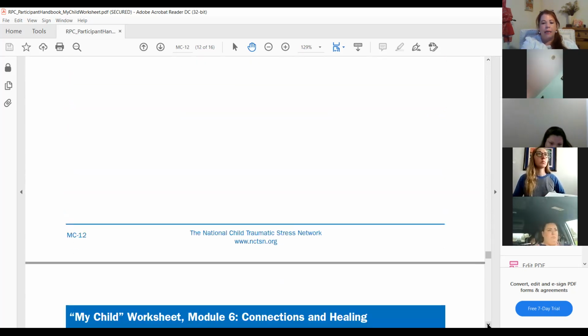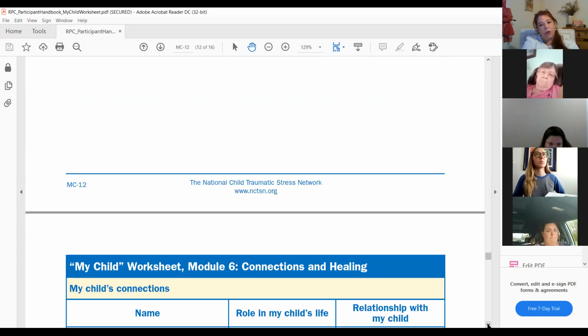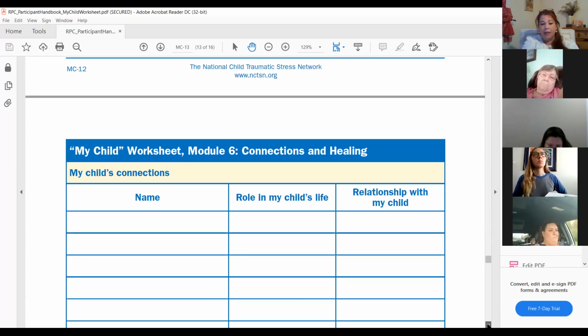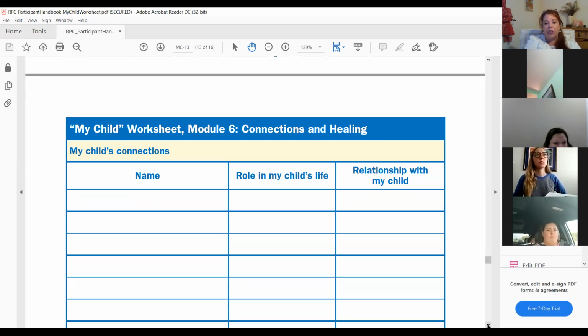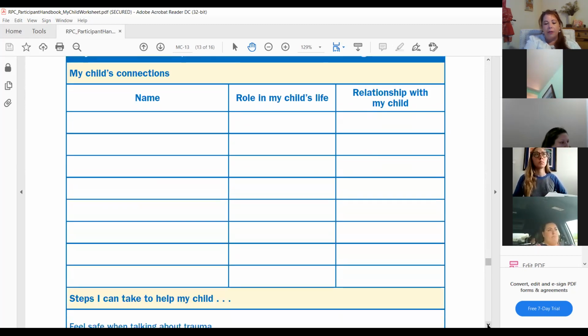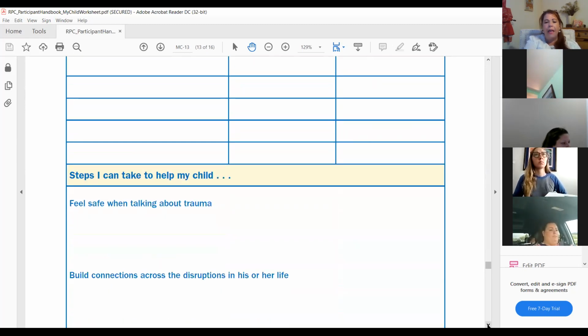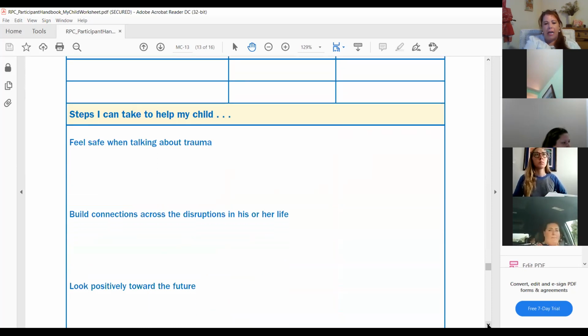This one I really like, because I think when we make it a little bit more personal to the child that we're working with, some of these skills become easier for us to understand, because we're taking it from just talking about it to actually doing it. So this My Child worksheet is really good to do if you can. It just talks about my child's connections and writing some of those things down. And then some steps I can take to help my child. So when you get done here today, if you can take some time to fill out, especially this bottom part, I think that's really helpful.